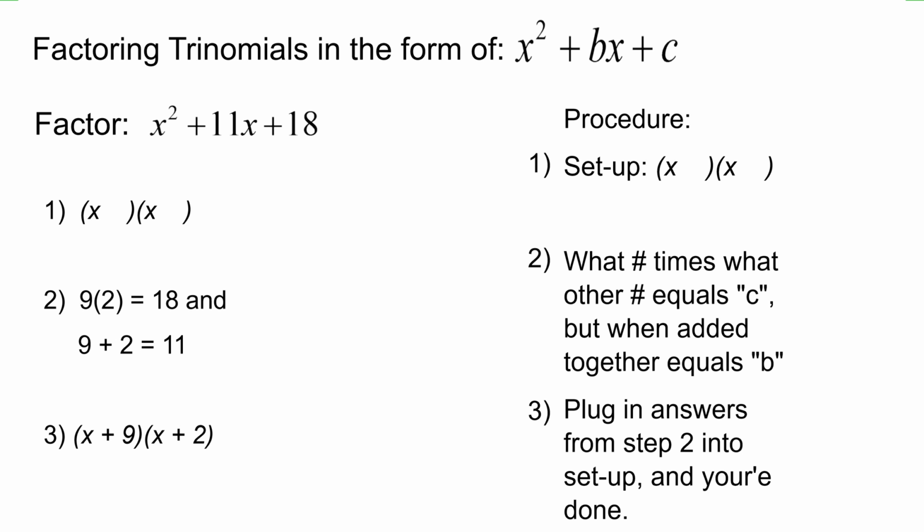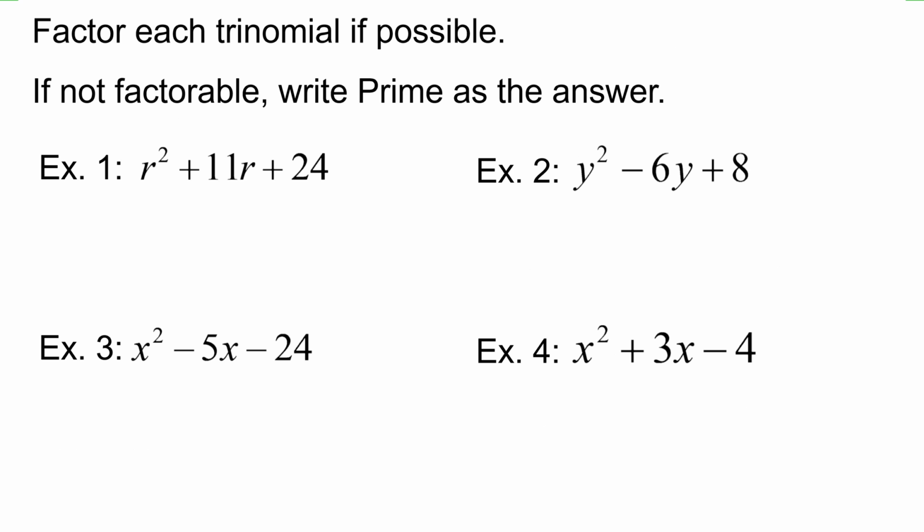Let's try a couple. Let's factor each trinomial if possible. If not factorable, write prime as the answer. So let's go ahead and start with our setup. We got an r and an r. What times what is positive 24, but when added together is positive 11? You got it. r plus 3 times r plus 8. 3 times 8 is 24. 3 plus 8 is 11.